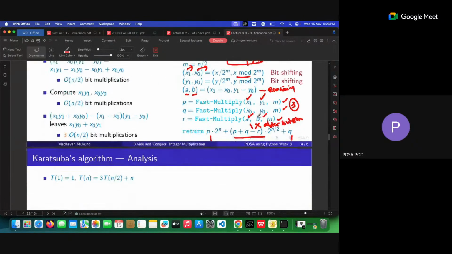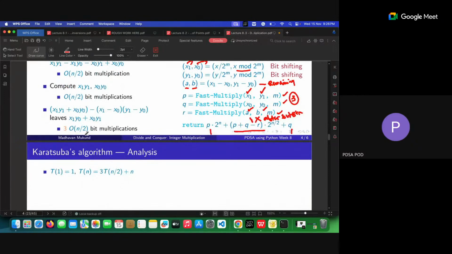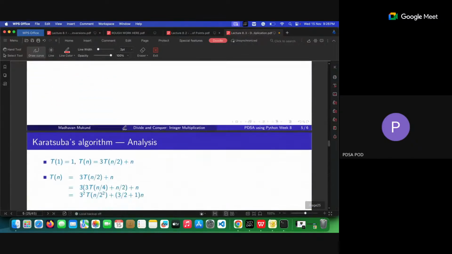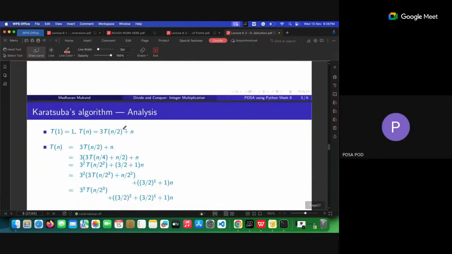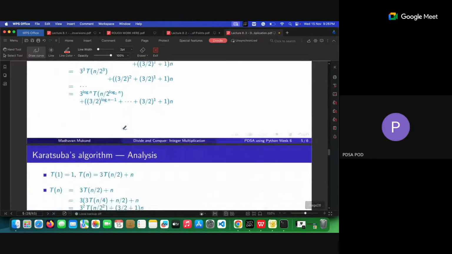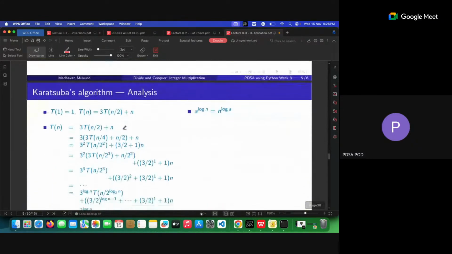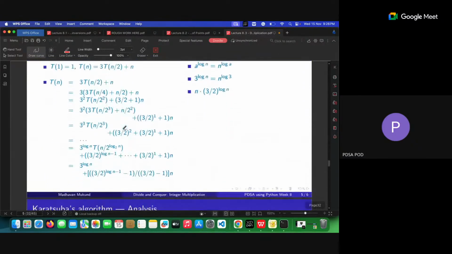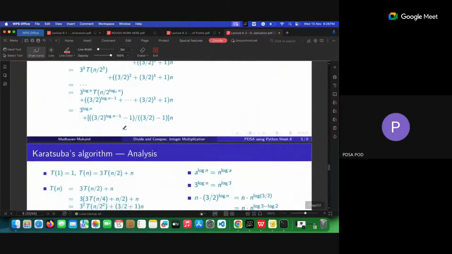By this, Karatsuba said we only require 3 times O of n by 2 bit multiplications. We don't need 4. One more multiplication we don't need to do, since already multiplied things can be subtracted. That is what Karatsuba has done. Actually, Karatsuba's addition was defined in a different way. Please look at that. There is a historical reference.